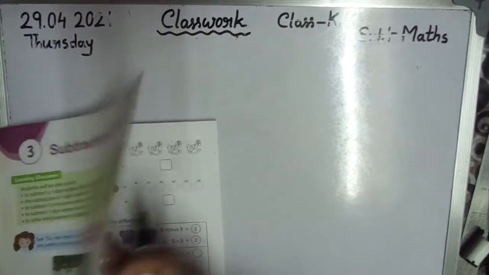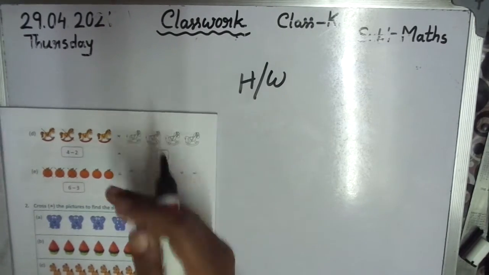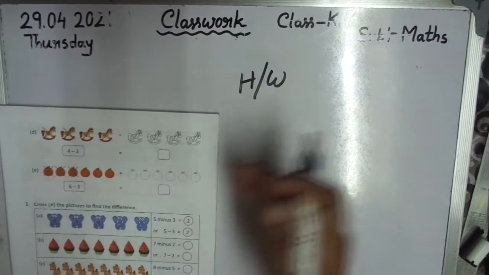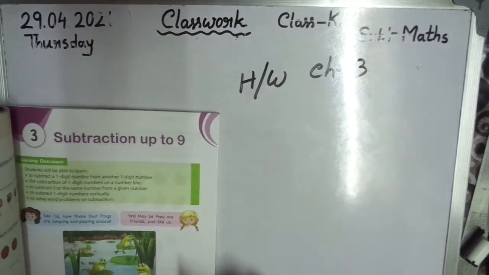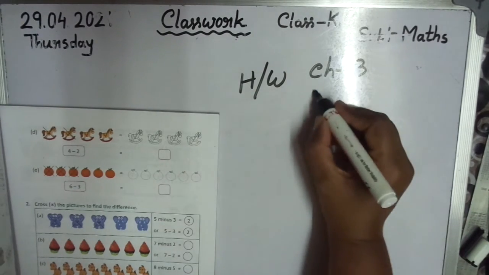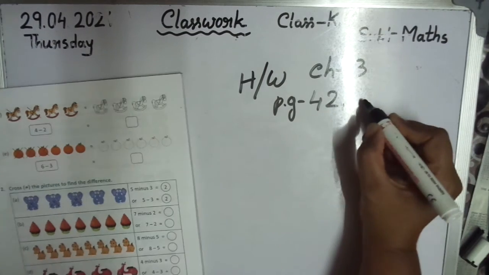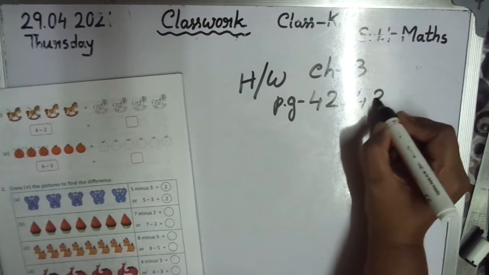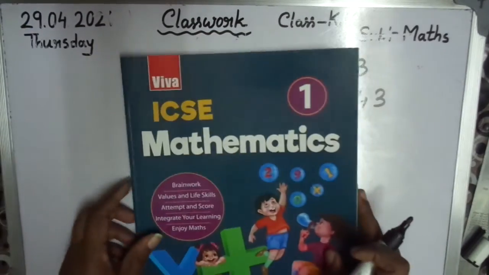So children, take out your diary. Your homework: chapter 3, pages 42 and 43. I hope everyone understood. So practice.